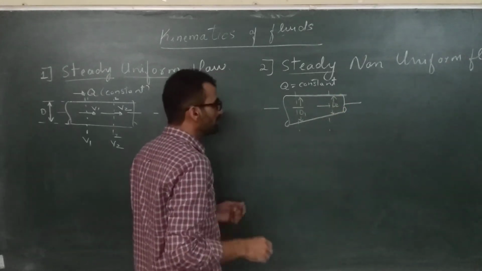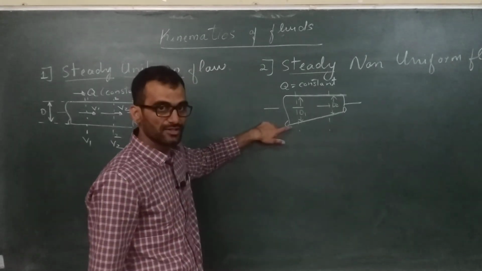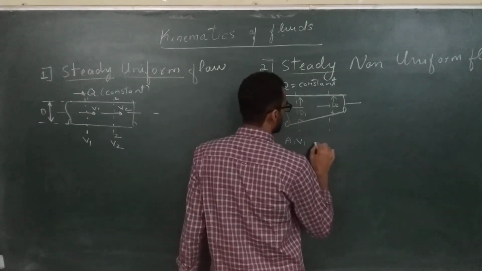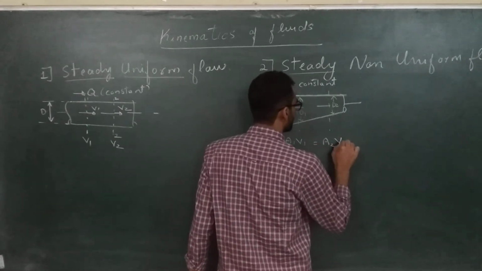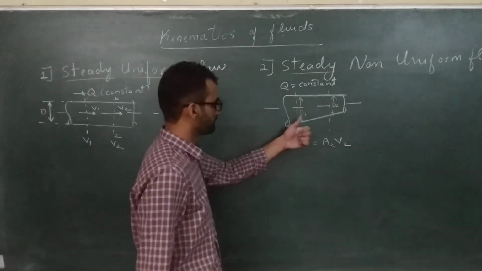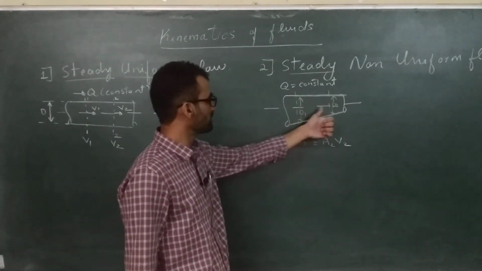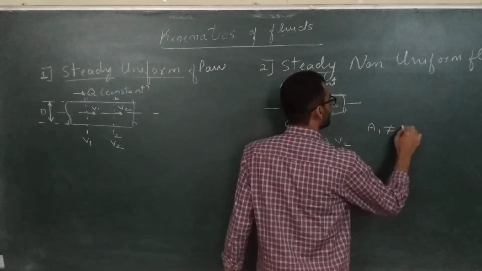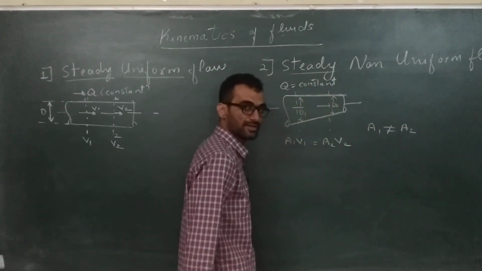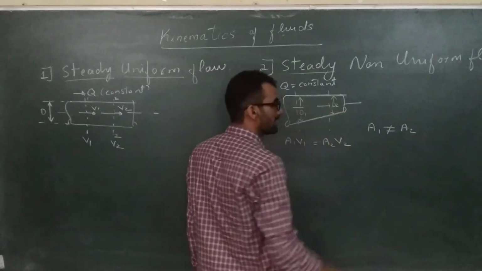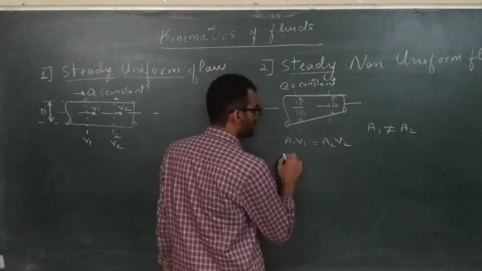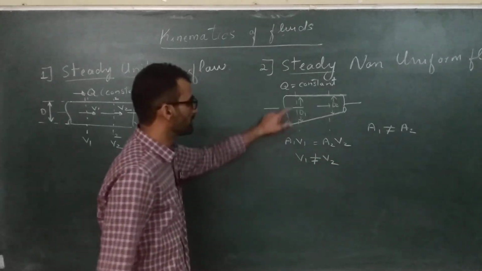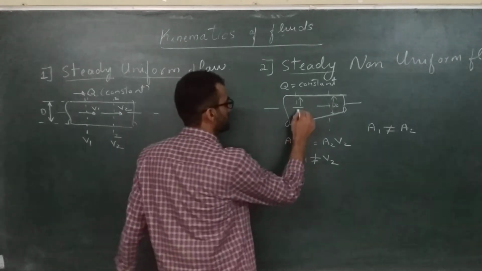Okay, now according to the continuity equation, what do we have? We have A1 V1 should be equal to A2 V2. But here the diameters are not constant, diameters are changing. Therefore, A1 is not equal to A2. Specifically, A1 is greater than A2. Therefore, V1 will not be equal to V2. Rather, V1 would be less than V2, since it has to satisfy the continuity equation.